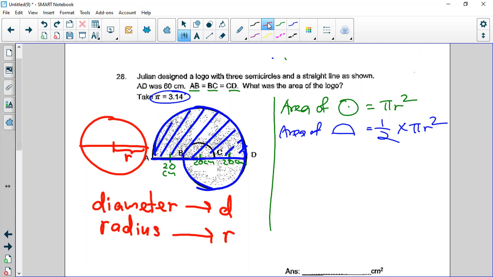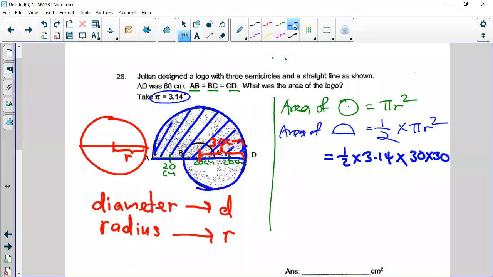Okay, can we solve already? Yes, we can. Can you find the radius of this semicircle? You take 60 and divide by 2, that must be 30. So the radius of this semicircle is 30 cm. Then use the formula that you see: half times pi times radius times radius.